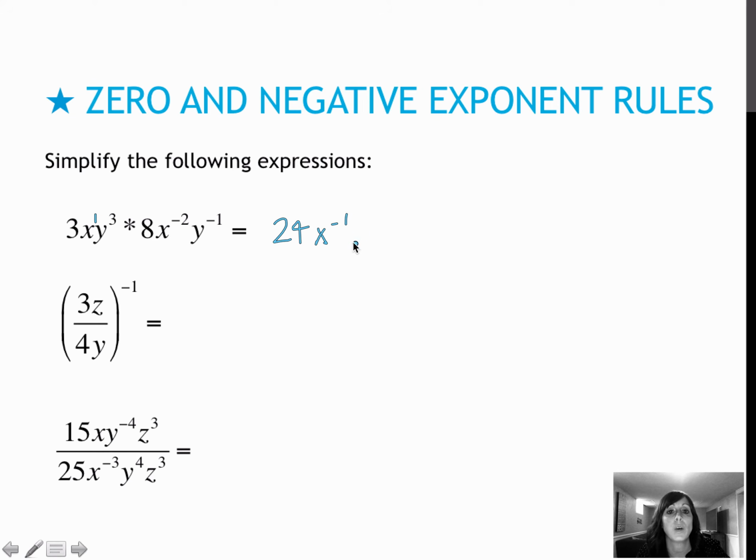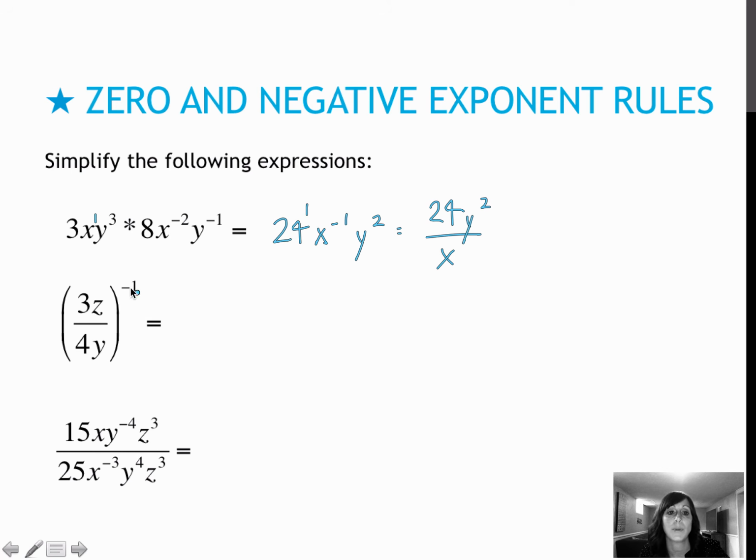3 plus negative 1 is 2. And so my final answer would be 24 on the top, because remember 24 has an exponent of positive 1. x to the first on the bottom and y squared on the top. If I didn't want to do that in between step, I would have just moved that x down right away.